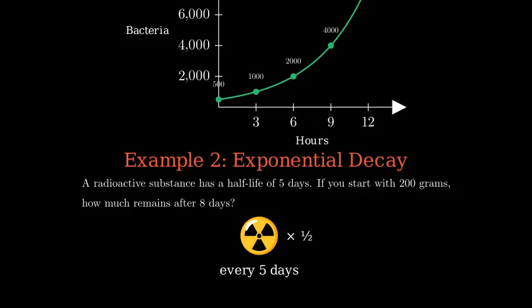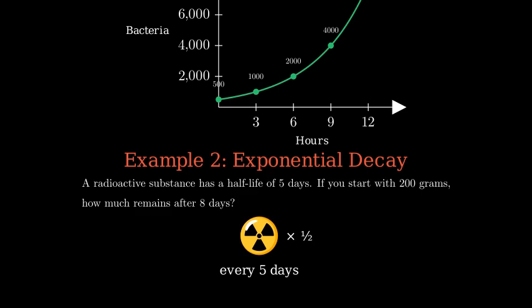Step 1. Write the decay model. An exponential decay model also has the form a of t equals a sub 0 times b to the t, but now b is between 0 and 1. We're given that a sub 0, our initial amount, is 200 grams.